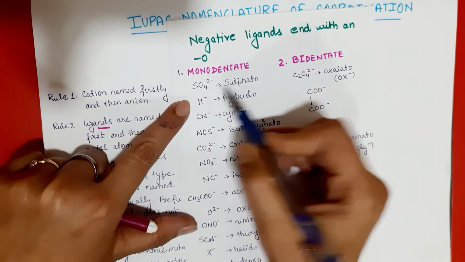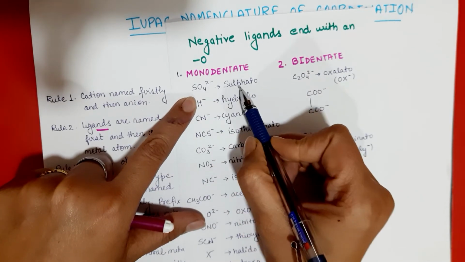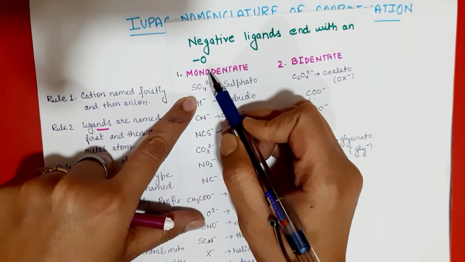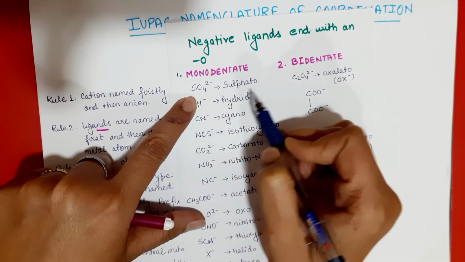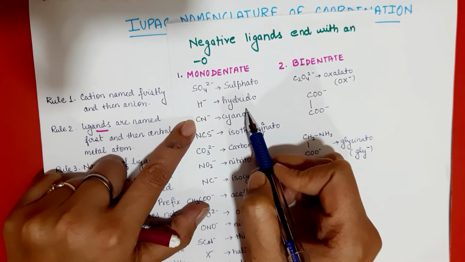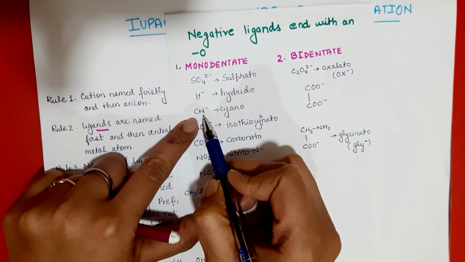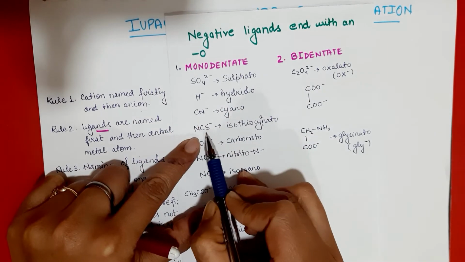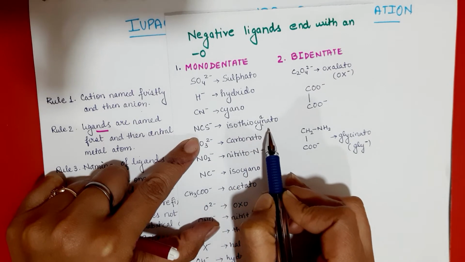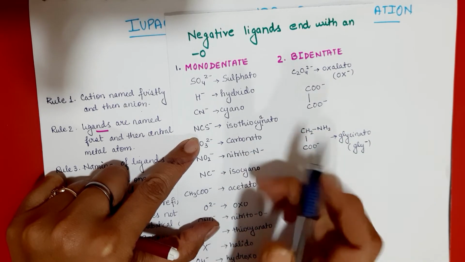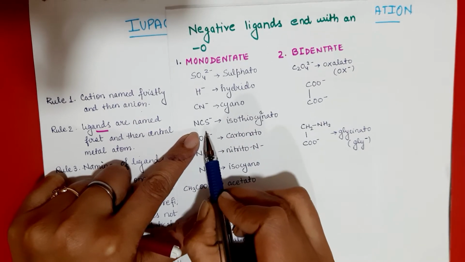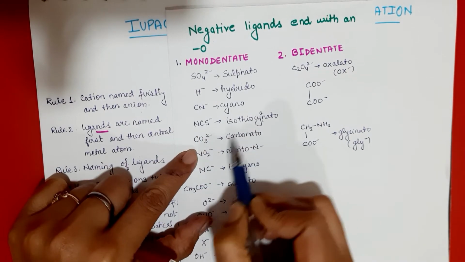See, SO4 2 negative, we write it as sulfate. Negative ligands end with an O. It's a sulfate, but we have to write it sulfato. It's a hydride, but we have to write hydrido. It's a cyanide, but cyano. NCS negative is isothiocyanato. In general we call it thiocyanate, but in coordination chemistry we name it isothiocyanato.